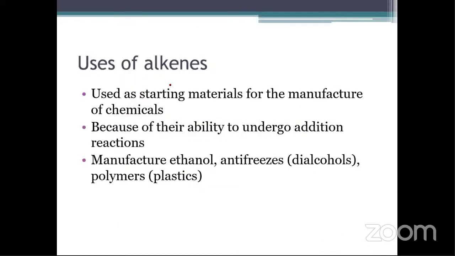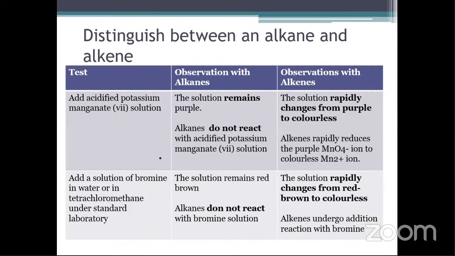What do you use alkenes for? You use them as starting materials to manufacture chemicals because they can undergo addition reactions. You can also use them to manufacture ethanol and antifreezes, which are dialcohols, and you use them to make plastics or polymers, which we'll talk about later on.